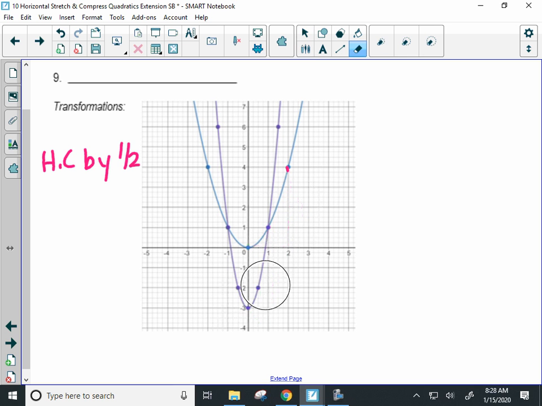Okay. So the next thing I notice is it's down. This graph looks like it went down 3. It doesn't look like it reflected, it didn't go left and right. So that looks like the only two transformations.